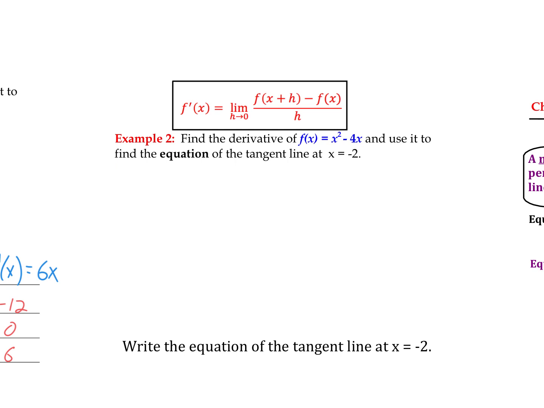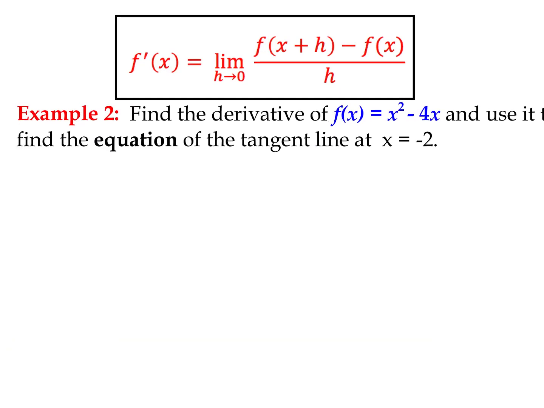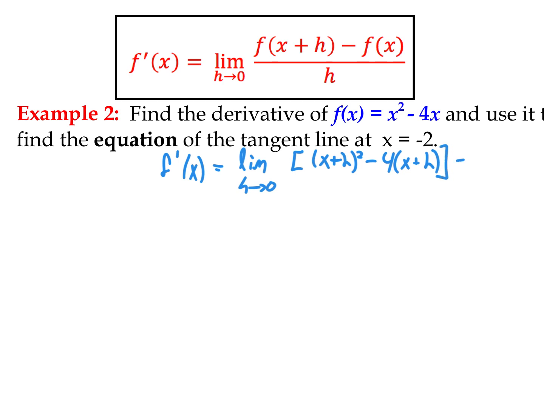Yay, difference quotient for this function. So I want to find f prime, and that is going to be the limit as h goes to 0 of f of x plus h. So x plus h squared minus 4 times x plus h minus the original f of x function, x squared minus 4x, all over h.